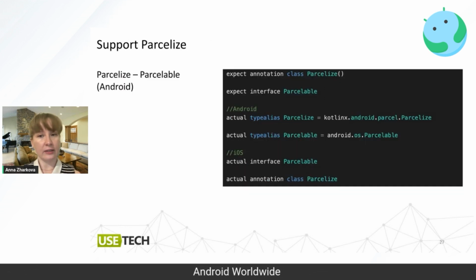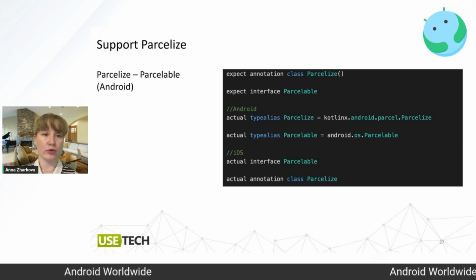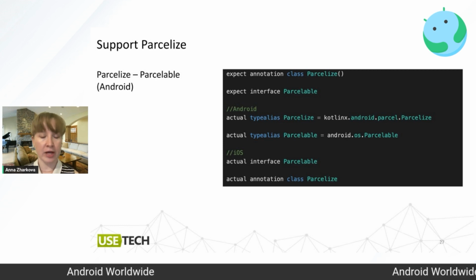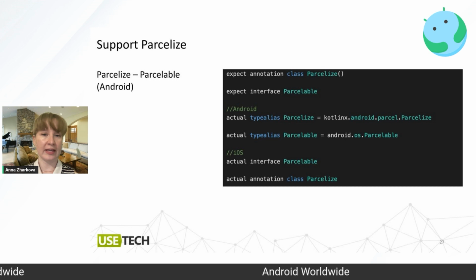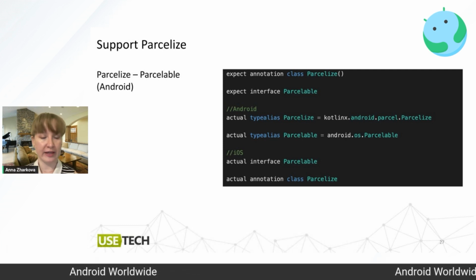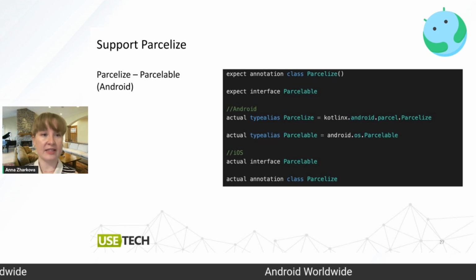There are several specifics to working with Parcelize in Android and common code. In the iOS target, Parcelize makes no sense, but to make it work correctly, we need to provide an expect annotation for Parcelize, and then with actual typealias, provide different links to this type. For example, in Android, it will be the link to the Parcelize type, and of course, we need to provide the typealias for Parcelable to make it work correctly. On the iOS side, we need to provide an interface for our Parcelable and an annotation for our Parcelize. So yes, it is just a stub implementation on the iOS side to make it work and compile correctly.